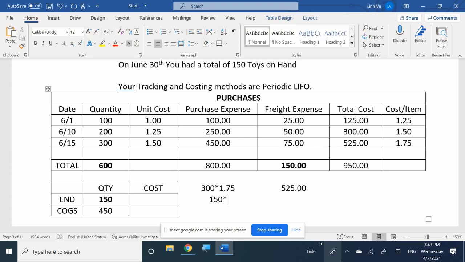So therefore, we need to calculate the cost per item. In this case, we're going to take 150 and multiply it by the cost per item of 1.50. So what was that? 225. All right? Add those totals up, and what is your total cost of goods sold? 750. 525 plus 225 should give you 750, which then, what is my ending balance going to be? $200. It's going to be $200, right?